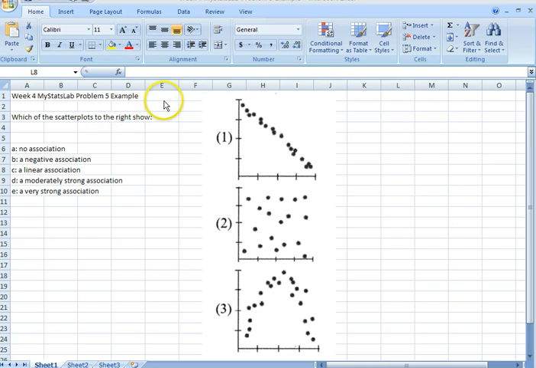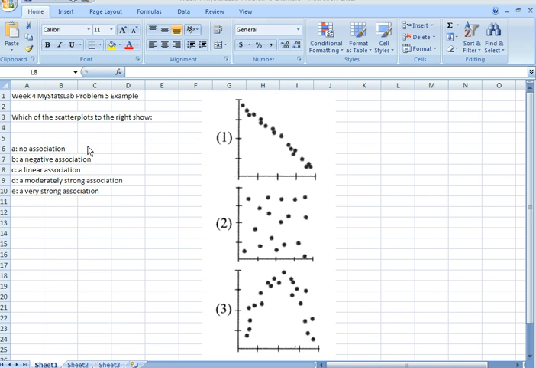And in this example we will have three scatter plots to look at and answer a few questions. So here we have our three scatter plots, 1, 2, and 3. And let's look at those, analyze them, and answer our questions for this problem.